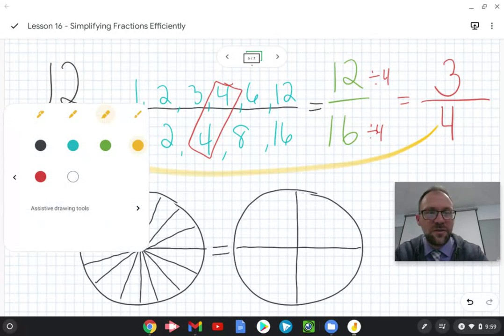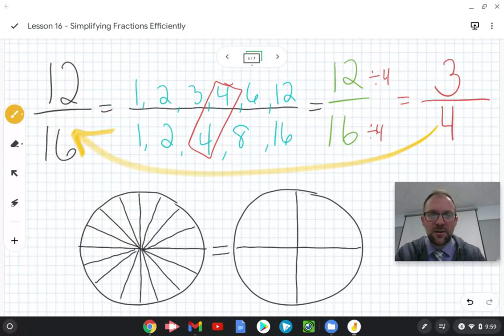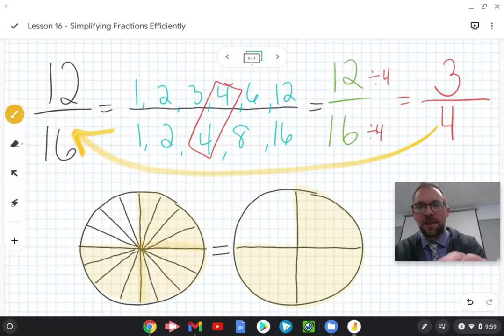And to prove it even further to ourselves, let's go ahead and color in 12/16. Let's see, that's 4/16, 8/16, 12/16. 12/16 looks like this. All right. And 3/4 looks like the same amount, because it is exactly the same amount. You got it. Look at that. The same amount of the circles colored in. Way to go. All right.